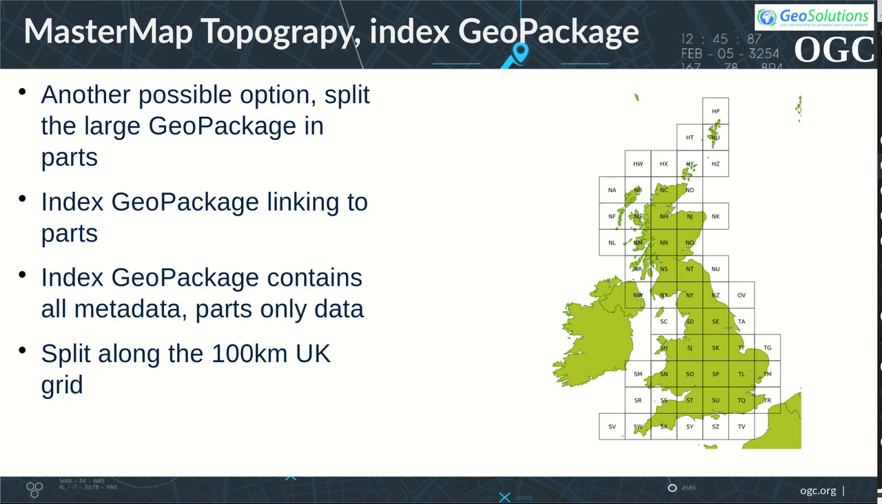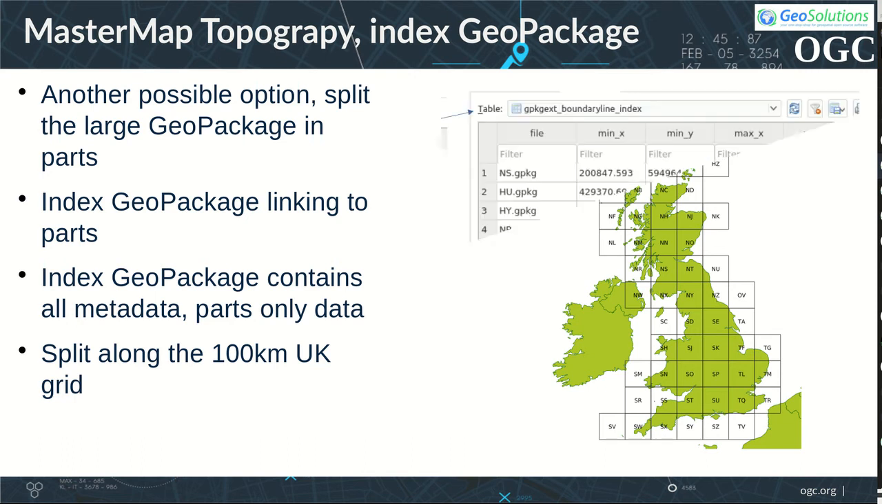We also explored a different approach to handle large geopackages, in particular partitioning. The large package has been split in smaller geopackages using the 100 km UK grid as a reference. An index geopackage has then been created, which contains all the metadata and links to the smaller parts. This helps the client, as he can quickly locate the packages needed to build a map, ignoring the others.